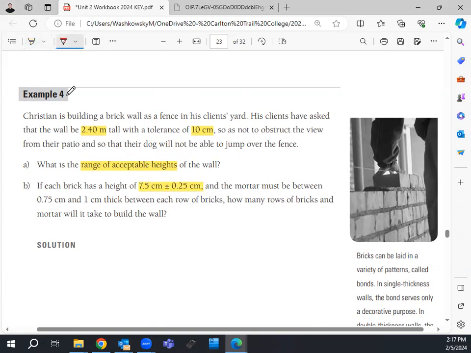Now, one thing I really want to mention here is we have 2.40 meters and 10 centimeters. They are different units. I'm just going to quickly write down what the meters would be in centimeters and what the centimeters would be in meters. It's helpful to have the same units, right? And that was that thing we did all the way at the start on Thursday.